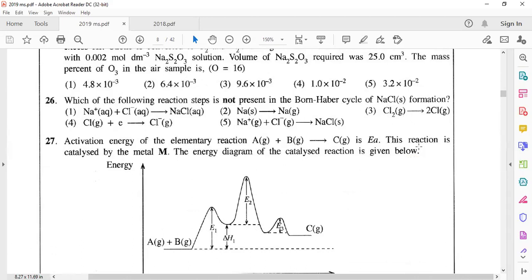So you know the Born-Haber cycle, right? How is NaCl going to be formed? So first let me write the Born-Haber cycle. Okay, the question is with you, right? I will stop sharing and share the board, clear the board, and I'm just going to do the Born-Haber cycle. What was the question? It is the formation of NaCl.